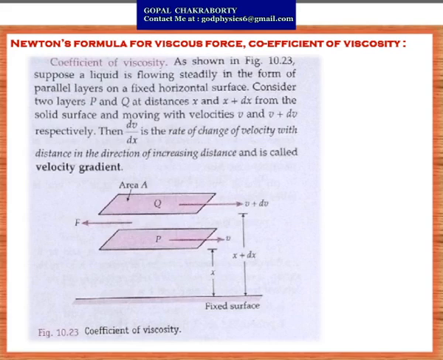Then dv/dx is the rate of change of velocity with distance in the direction of increasing distance, and is called the velocity gradient. Here the upper surface, having cross-sectional area A, moves in the positive x direction with velocity v plus dv, at a height x plus dx from the solid surface, and the lower surface again moves in the positive x direction with velocity v, at a distance x from the solid surface.